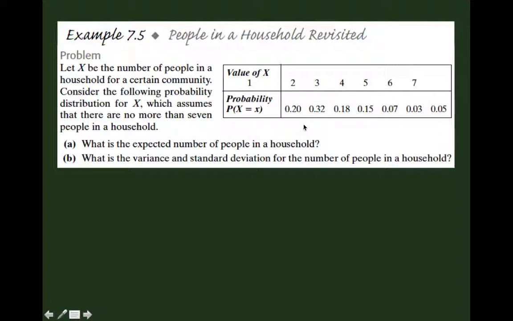All right, so let me count up these probabilities. You've got 0.2, 0.32, that's 0.52. And then another 0.18 would be 0.7. 0.85. This is 0.95. Then another 0.5 here would be 1.